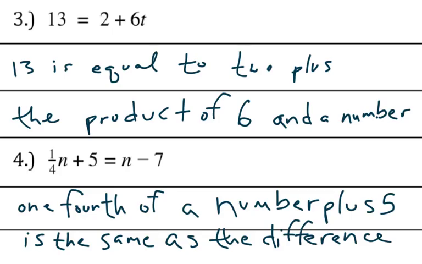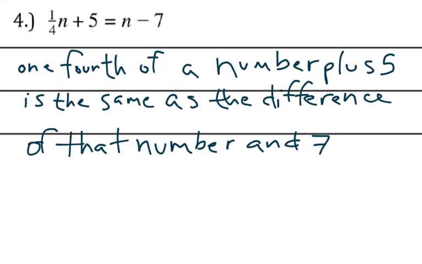Okay, in this first one I have 13 is equal to 2 plus the product of 6 and a number. I kept it general as opposed to saying t. If you put t, that doesn't matter. 1/4 of a number plus 5 is the same as the difference of that number and 7.